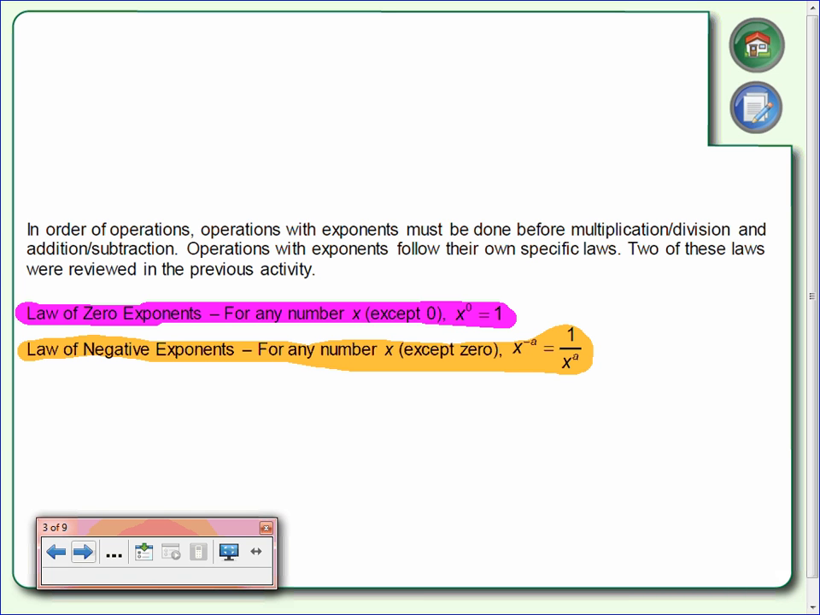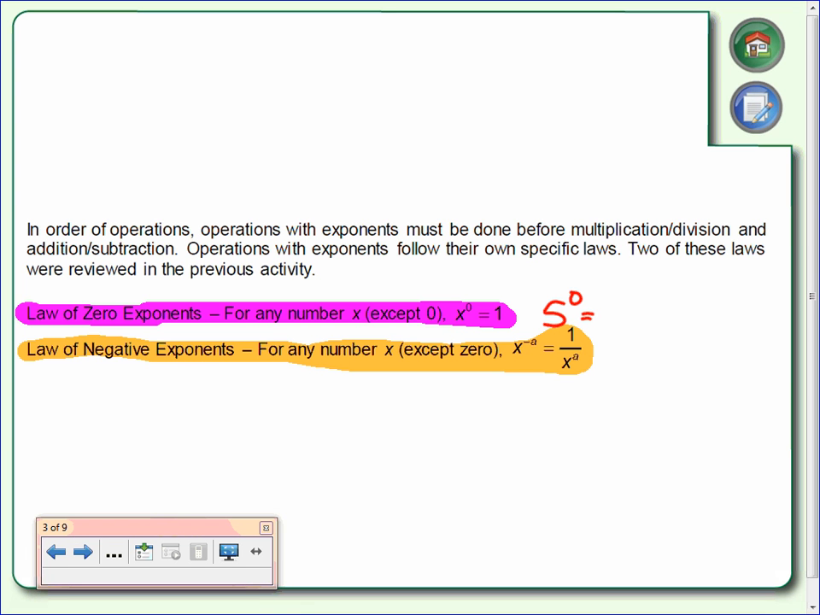And that law is the law of zero exponent. What this law says is anytime we have 0 as the exponent, the answer will be 1. For any number x, except for 0, that number to the 0 power is equal to 1. Let me give you a couple of examples so that you can write them down. 5 to the 0 power.